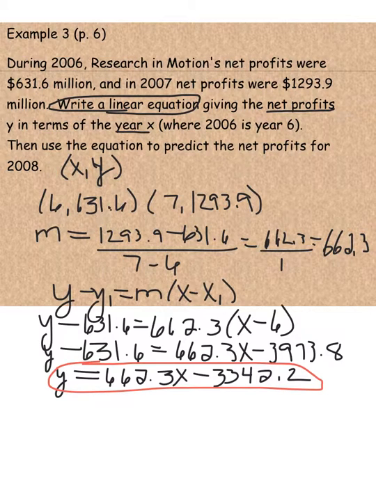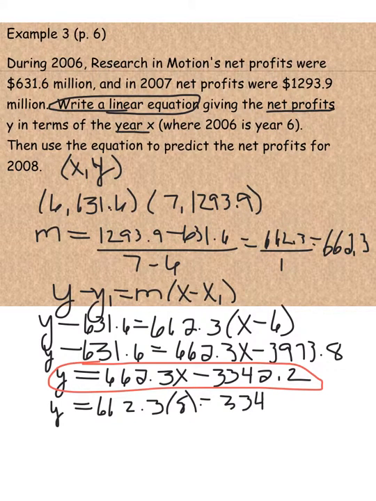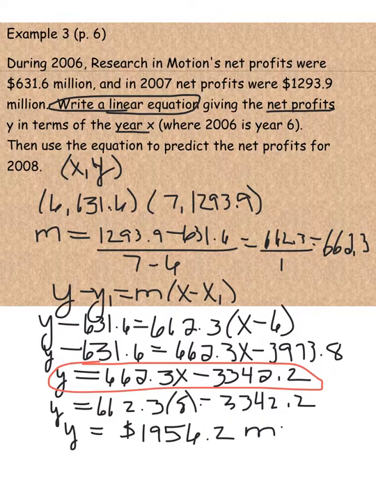And then we will answer the second part of the problem, where we use the equation to predict the net profits for the year 2008. So the year 2008, that means that x would be equal to 8. So we'll take our equation and we'll substitute 8 for x to calculate what the profits would be approximately in that year. And it looks like our profits will be $1956.2 million.